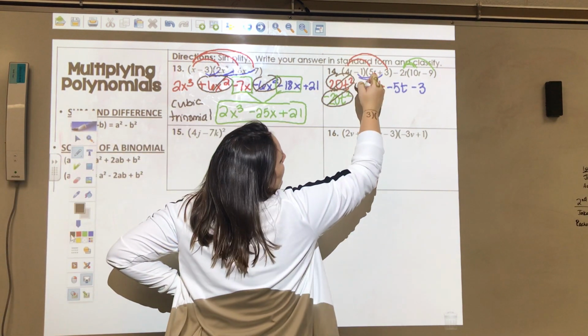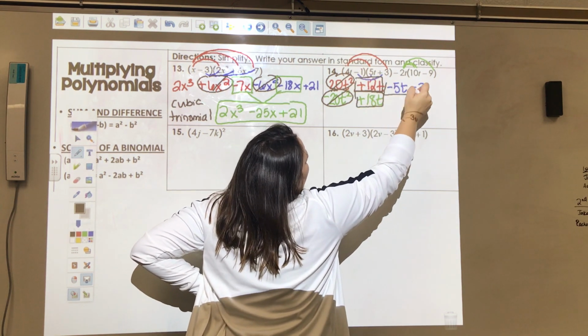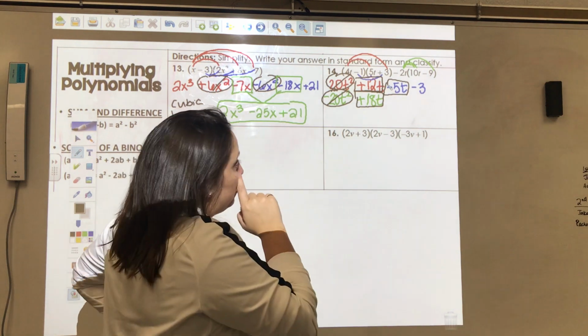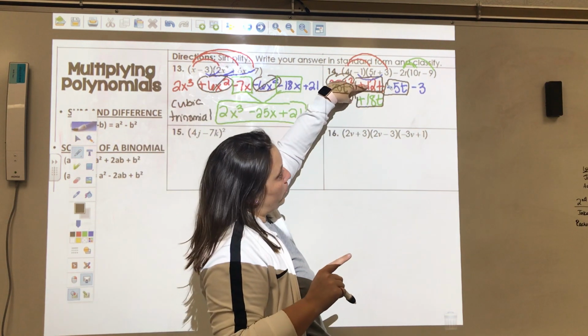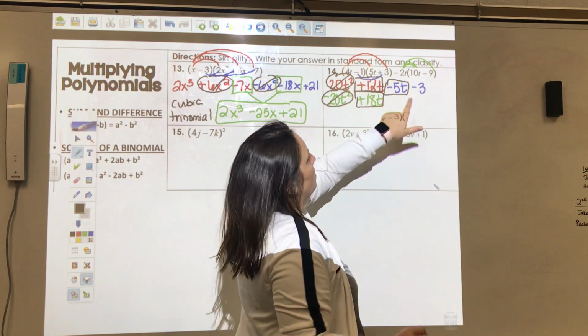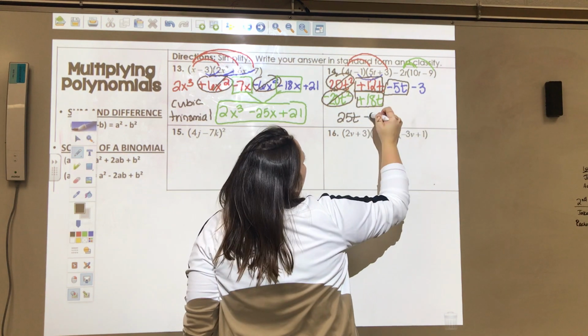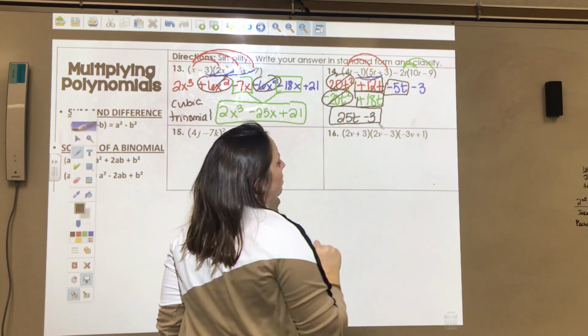So we got a positive 12t, a positive 18t, and a negative 5t. So we got 18 plus 12 is 30. And then is that a positive? Nope, that's a minus. So 30 minus 5 is 25t. And then what's left is this negative 3. So there's the simplified version.